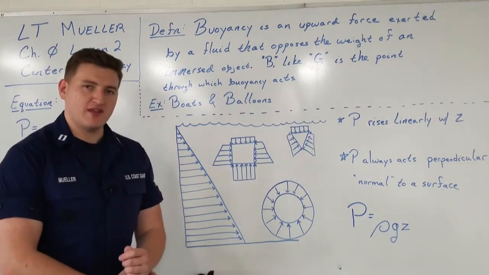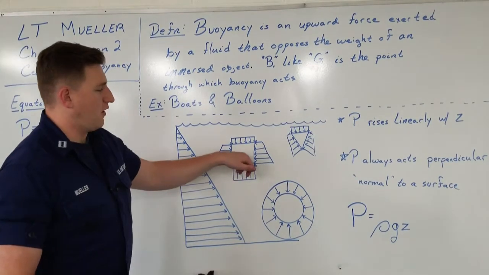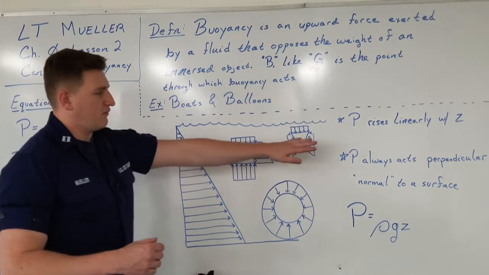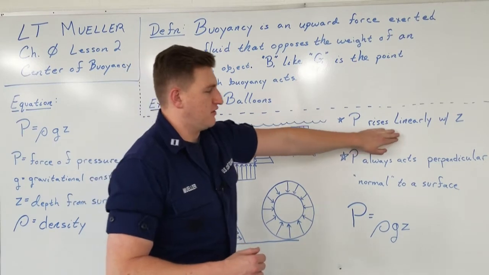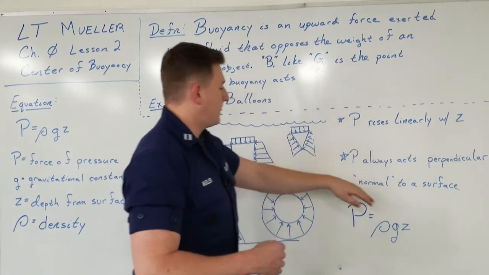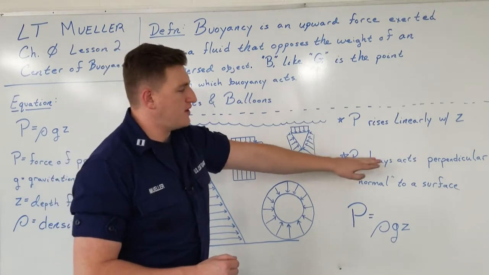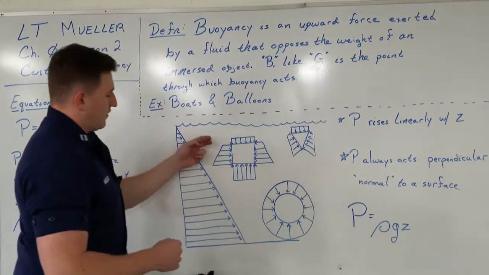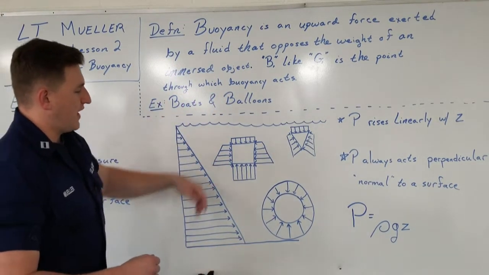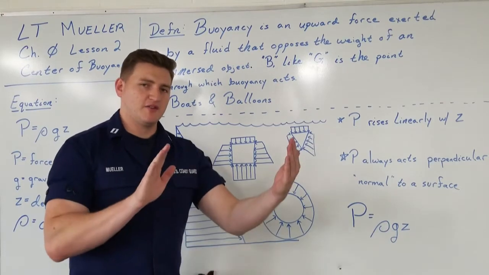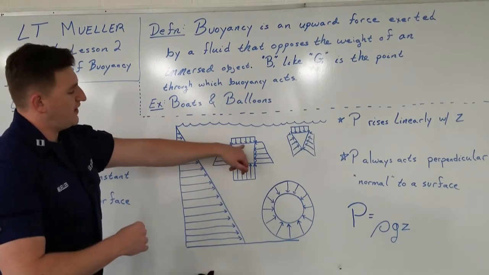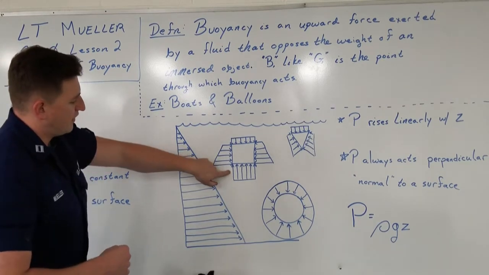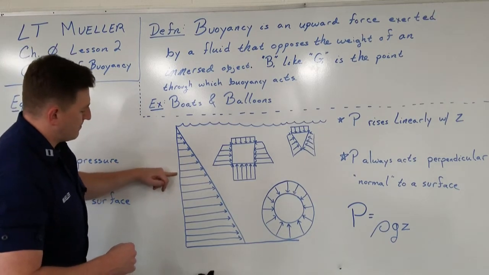As you can see, we have three immersed objects in this tank, all of them showing different ways that pressure reacts onto different surfaces. We already saw that pressure rises linearly with Z, Z being the depth. Another note about pressure is that pressure always acts perpendicular, or another word for that is normal, to a surface. So in this first example, we have a square. A square has one side on top, one side on bottom, and two on the sides. On the very top, we have a pressure that corresponds to this magnitude here. Then on the bottom side, we have a pressure that corresponds to this magnitude here.